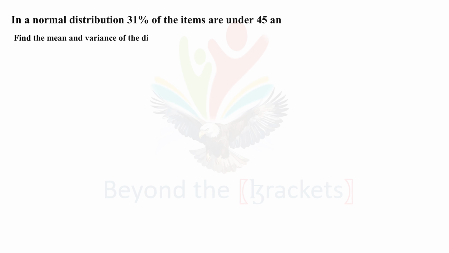Let's move to the next question. In a normal distribution, 31% of the items are under 45 and 8% are over 64. Find the mean and variance of the distribution.